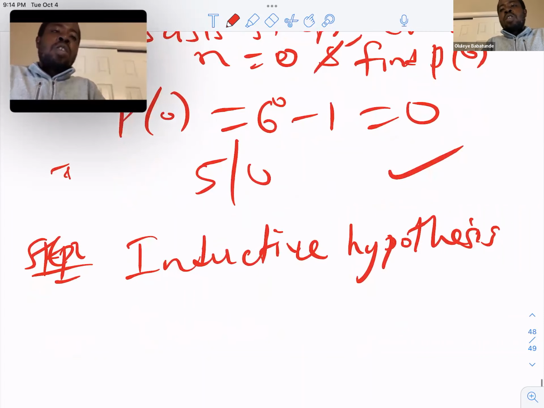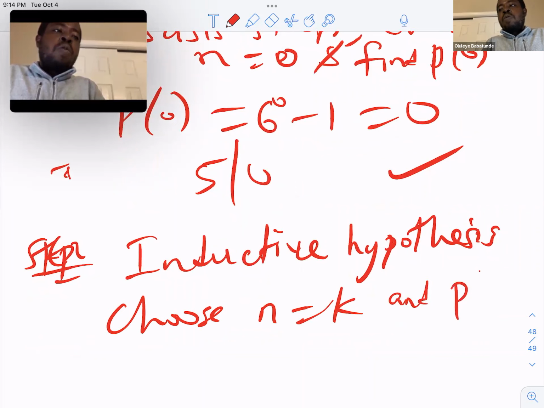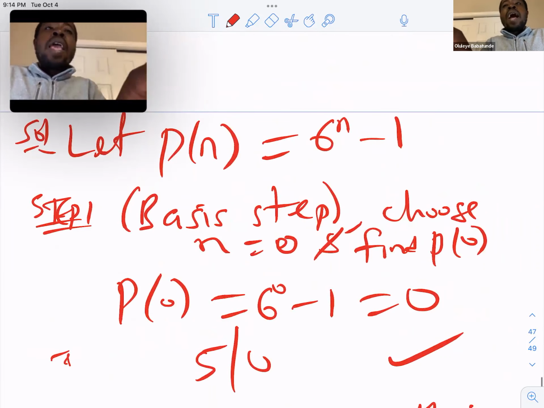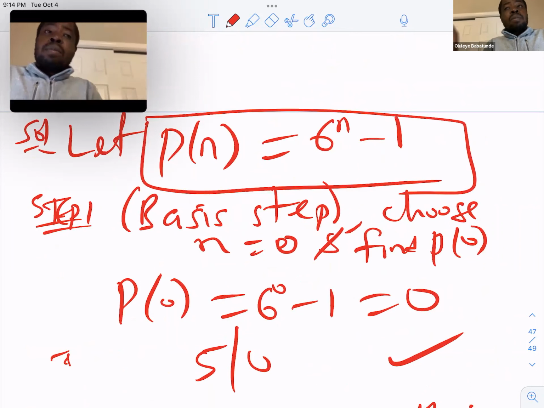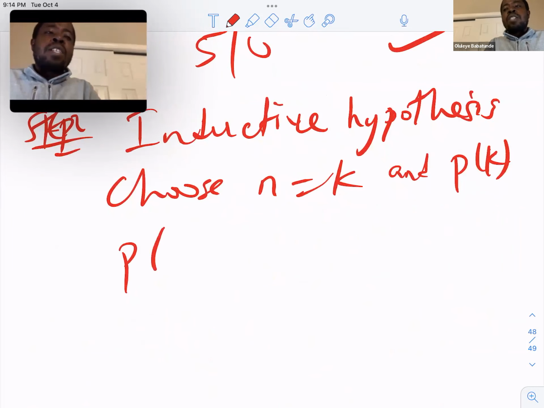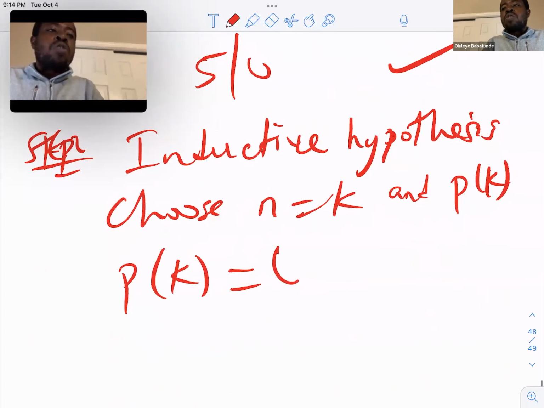Inductive hypothesis. So how do you do that? You choose n to be k and look for p of k. Remember we have p of n. You have to start with a variable, then choose another variable, p of n. So p of k is going to be obviously 6 raised to power k minus 1.